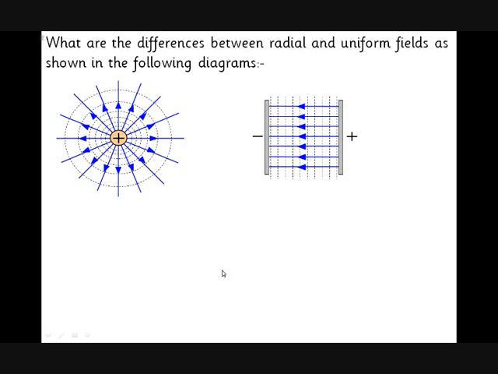Okay, quick note about radial and uniform fields. We will come back to these, but this is just an introduction. A radial field will be this. This is a radial field, and we'd say it's non-uniform. We'll come to that in a minute. And this is a uniform field between two parallel plates.